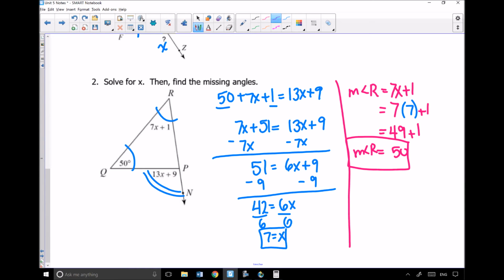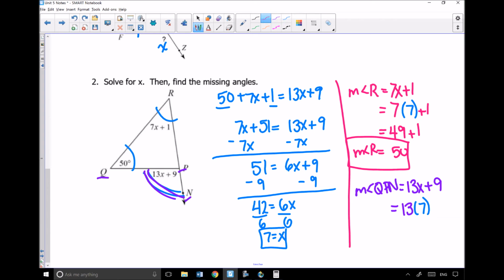I also need to figure out this outside angle right here. So I can't call this angle P because if I call it angle P, I don't know if I'm talking about this angle or this angle right here. So I have to call it by 3 letters. So it's going to be called angle QPN. So I'm going to find the measure of angle QPN by writing out the expression. The expression says 13x plus 9 right here. So I'm going to get 13, and I know that x is 7, so I'm going to replace it with a 7.